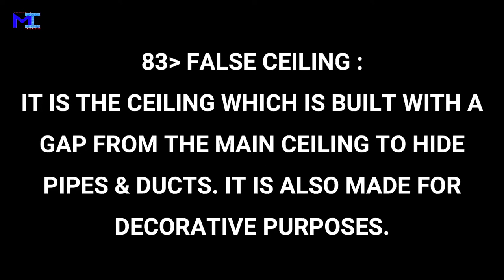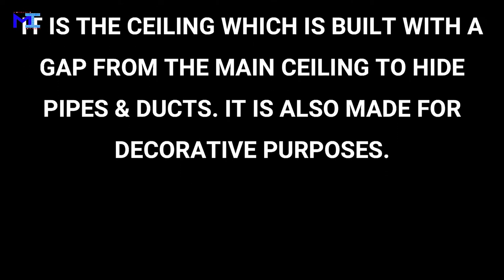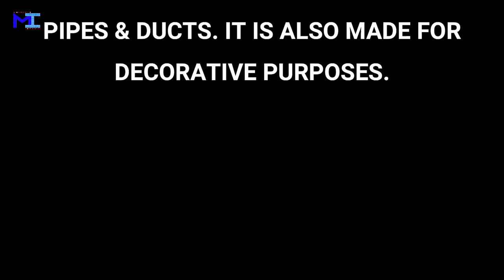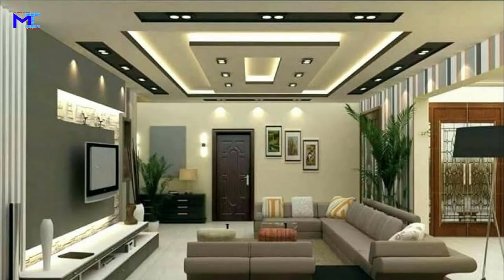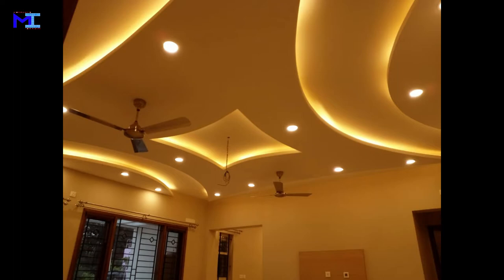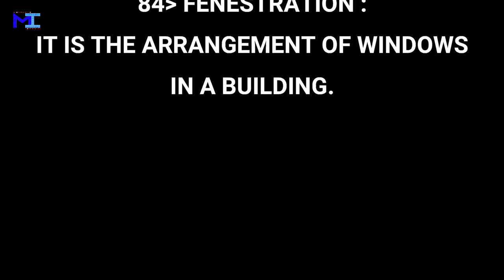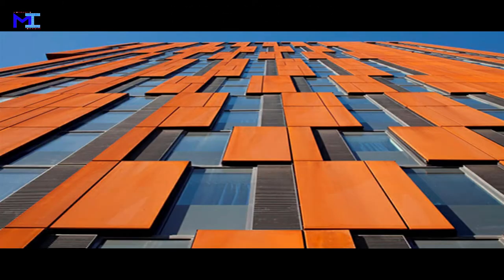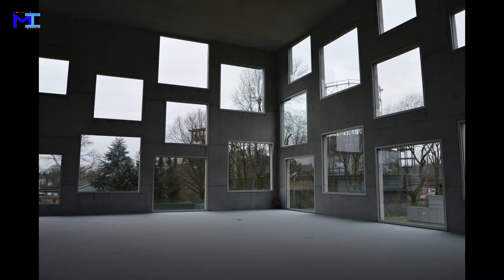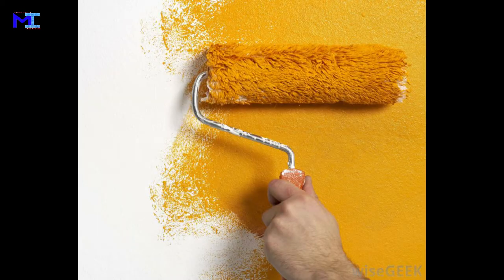False ceiling. It is the ceiling which is built with a gap from the main ceiling to hide pipes and ducts. It is also made for decorative purposes. Fenestration. It is the arrangement of windows in a building. Finish. The final treatment on any surface is known as finish.